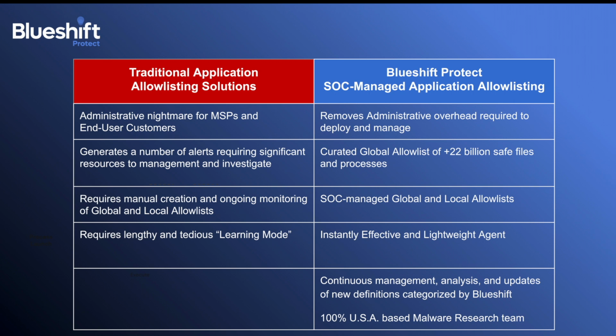So for our solution, we remove that administrative overhead by having the already pre-curated global allow list and our certificate allow list, and then we can add things very easily to the local allow list. Our global allow list has 22 billion safe files and processes already in it.